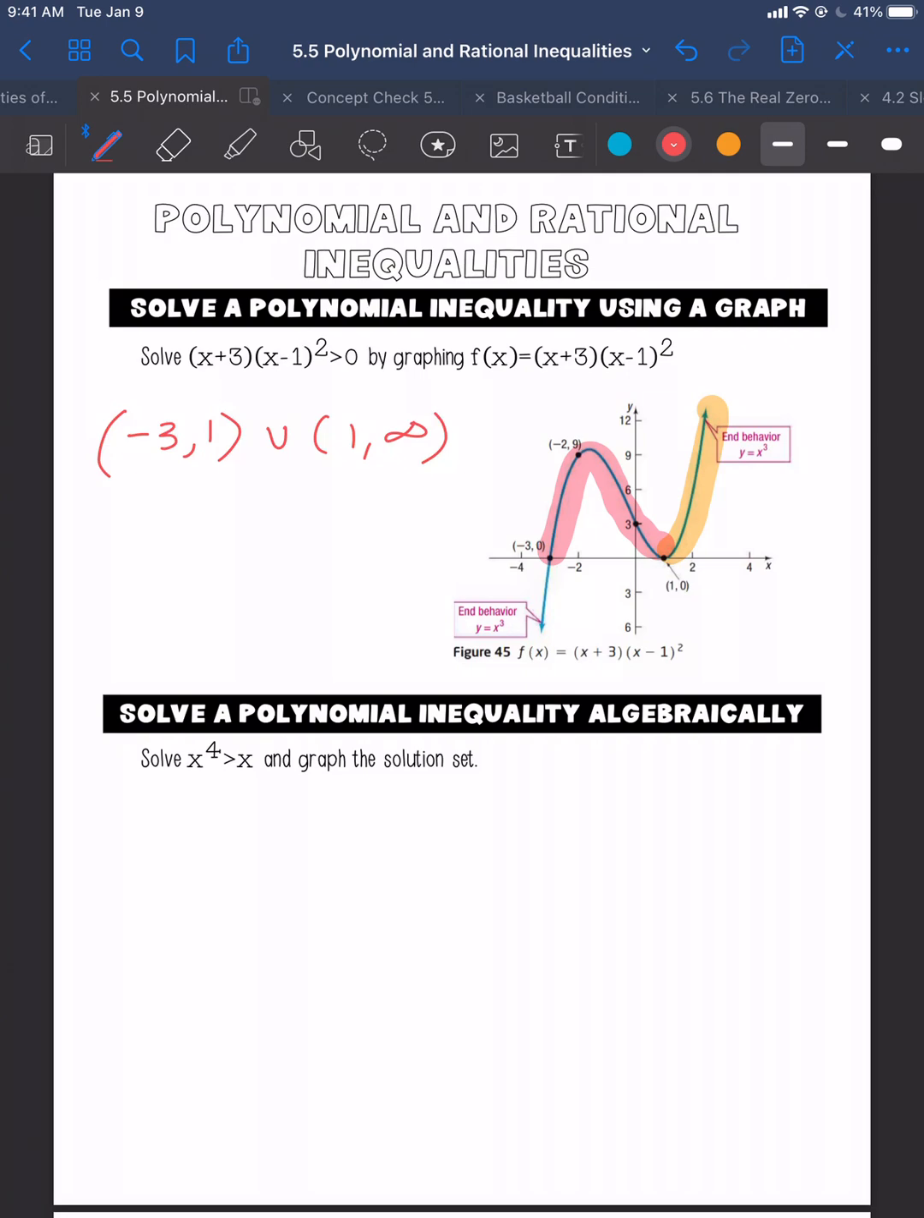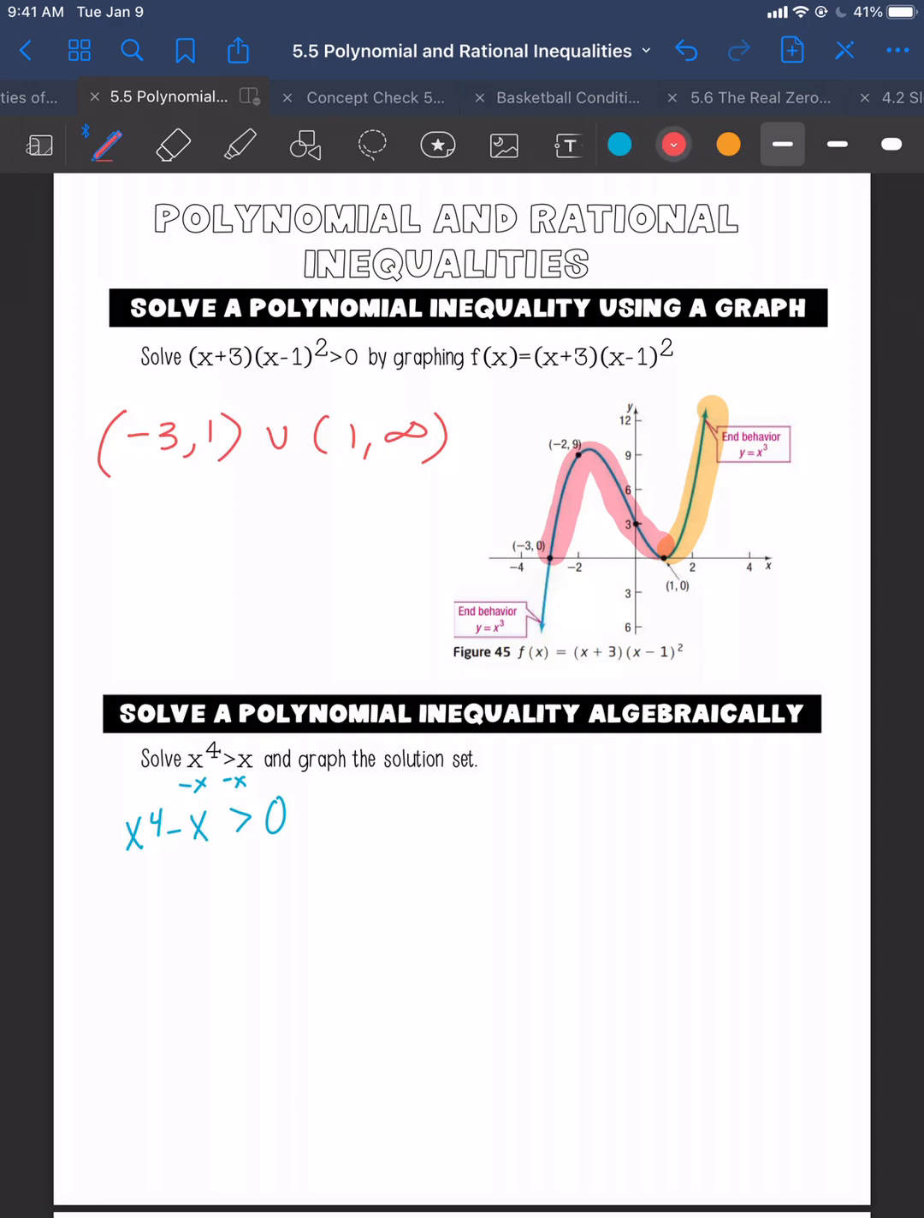Now, solving a polynomial inequality algebraically, first thing you want to do is make sure we have it greater than, equal to, whatever it is, to 0. So we want everything on one side and 0 on the other side. So the first thing we're going to need to do here is subtract x from both sides and get x to the 4th minus x is greater than 0.